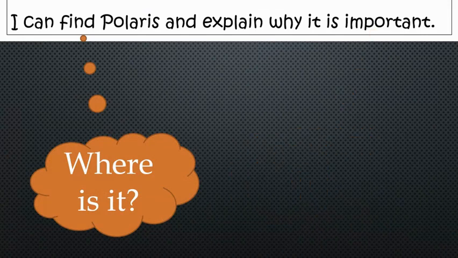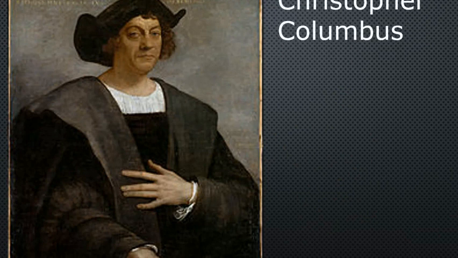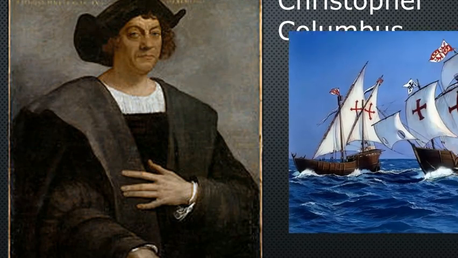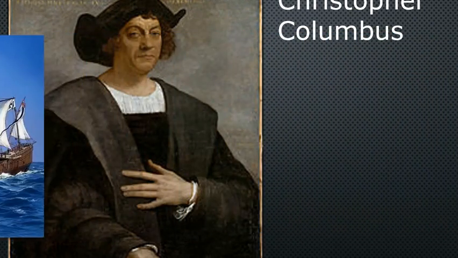So we know where it is, but who cares about where it is? This guy cares about where it is. This guy being who? This is Christopher Columbus. So Christopher, when he sailed the ocean blue in 1492 with what three ships? The Nina, the Pinta, and the Santa Maria, and then came on back across the Atlantic Ocean.